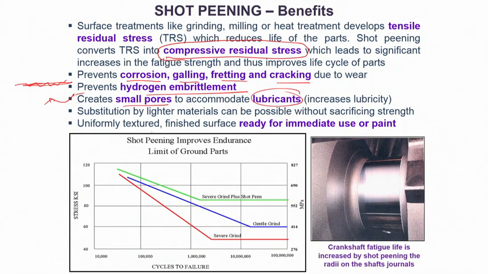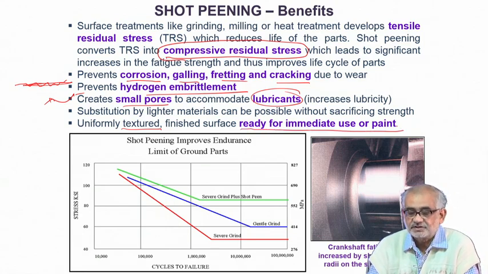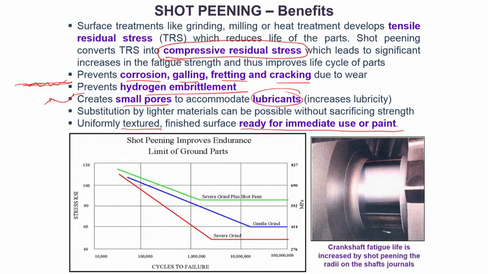Usually by way of this deformation, we create a certain deformation texture, but the finished surface can easily be subjected to final finish or painting. Now, benefit wise, the biggest benefit, for example, here we are describing the number of cycles, so essentially the maximum stress required for failure for a given number of cycles.